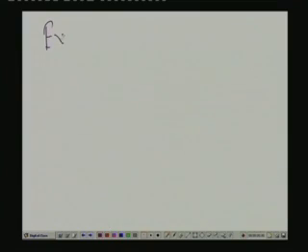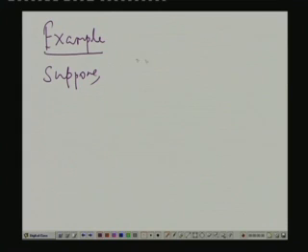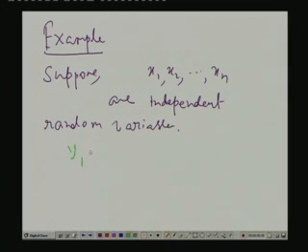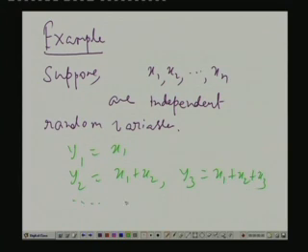Let us just consider an example as to how to apply the theory. Suppose x1, x2, up to xn are independent. And you form y1 as x1, y2 as x1 plus x2, y3 as x1 plus x2 plus x3, and so on, up to yn, which is x1 plus up to xn.